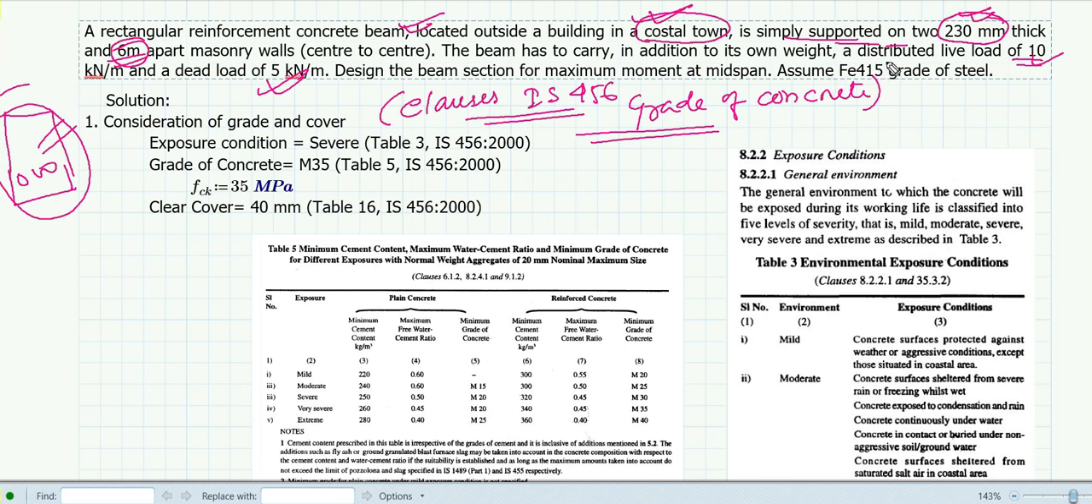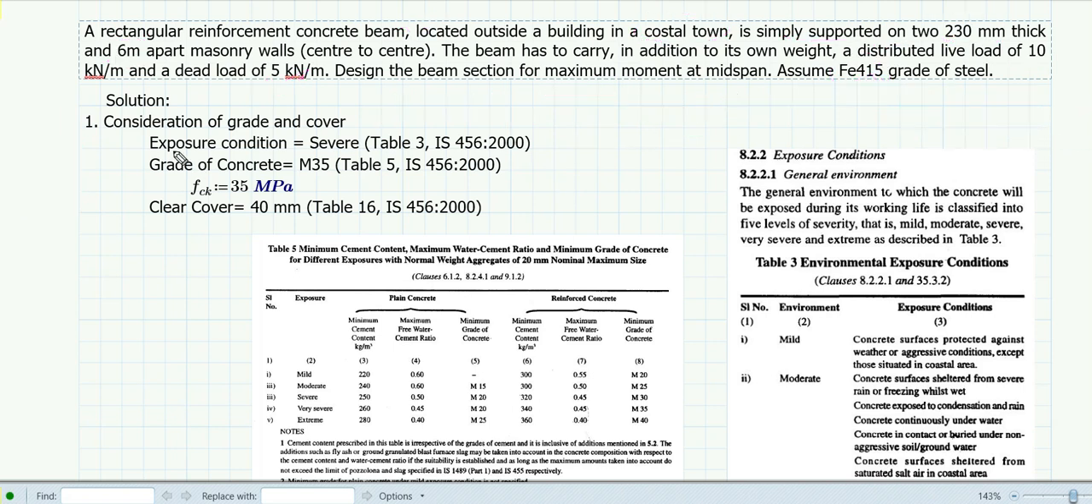The only thing given is the grade of steel. Suppose this grade of steel is easily available in the market, so we are using Fe415. The grade of steel you take might be because of availability as well as the requirement, from the load perspective.